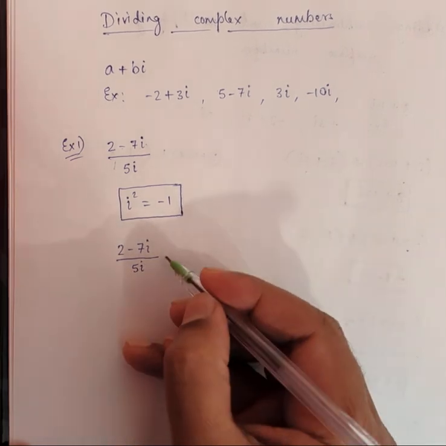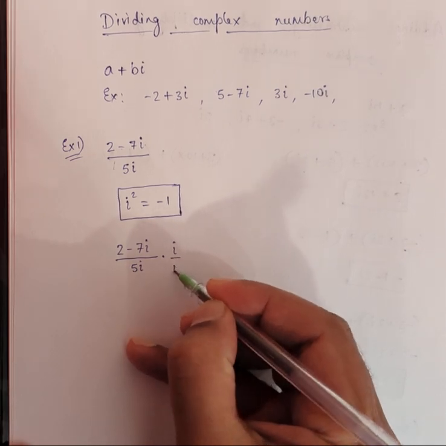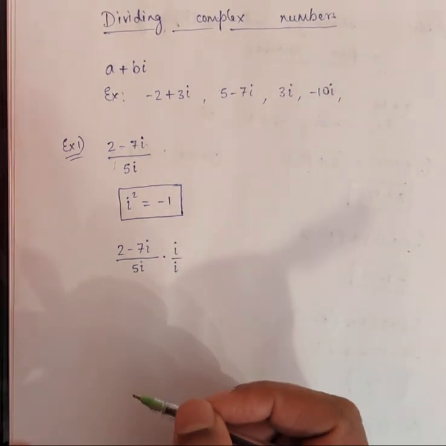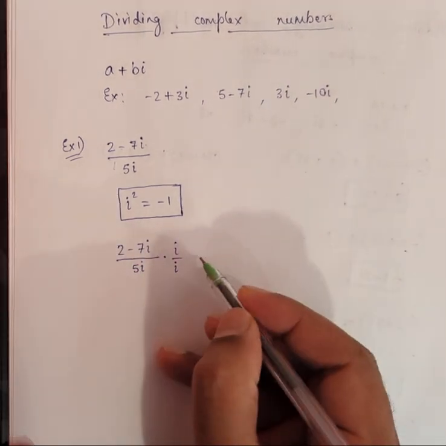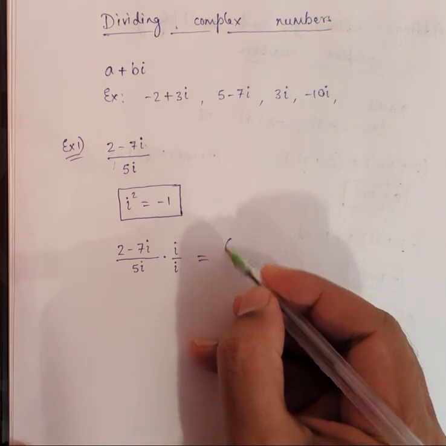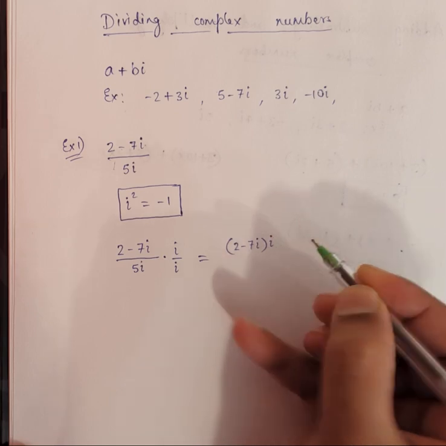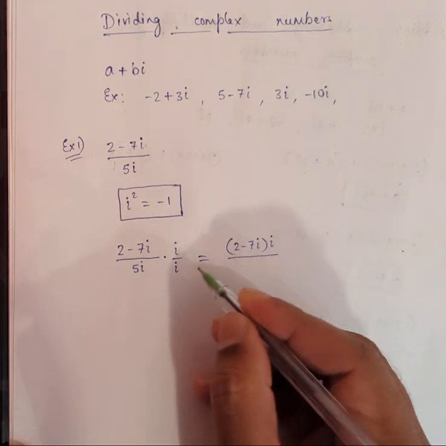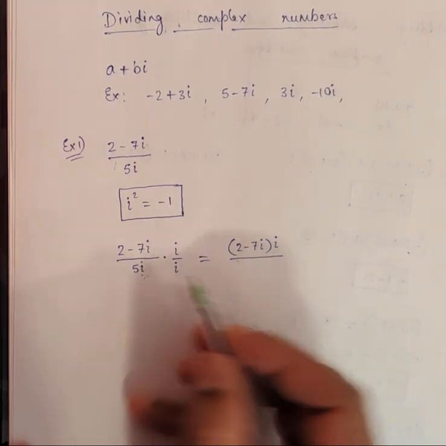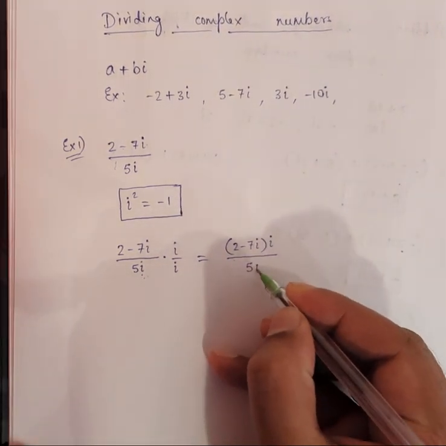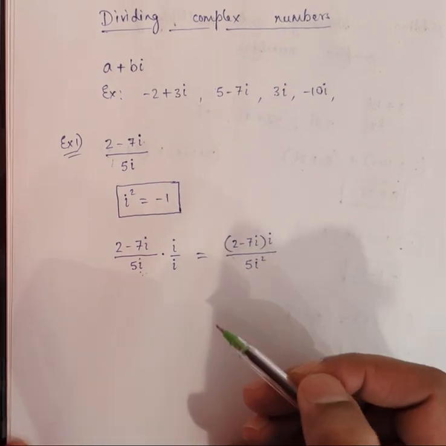And how do I do that? Well, I can multiply and divide by i. And you know how to multiply two fractions. You multiply them across. So when you multiply that, for the numerator, it's going to be 2 minus 7i times i. And in the denominator, it's going to be 5i times i. But i times i is i squared. And that was the whole purpose. I wanted to get an i squared in the denominator.